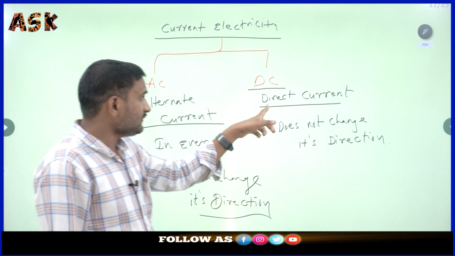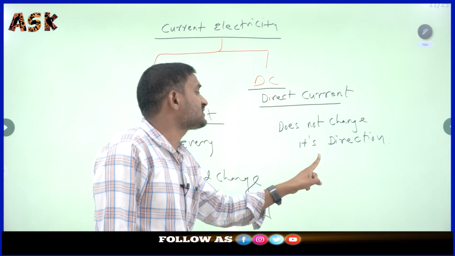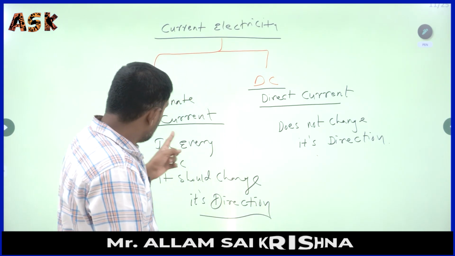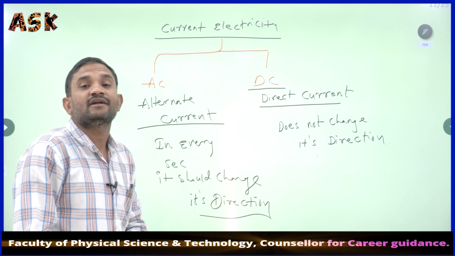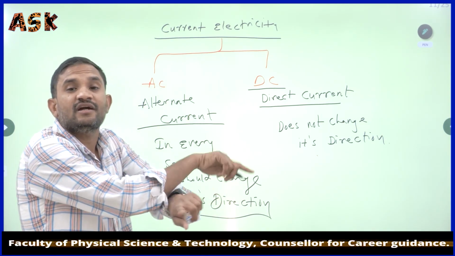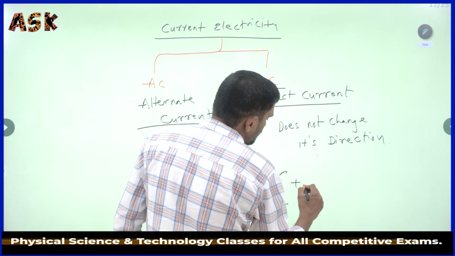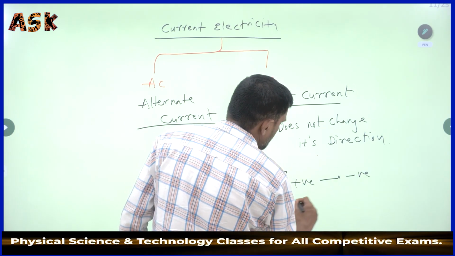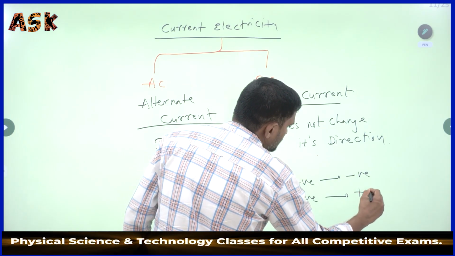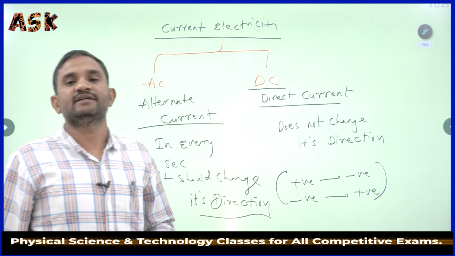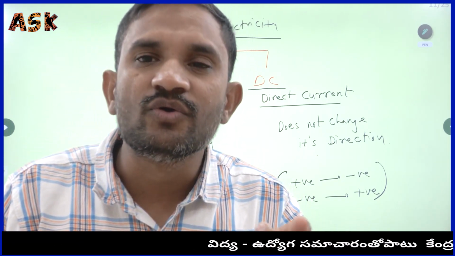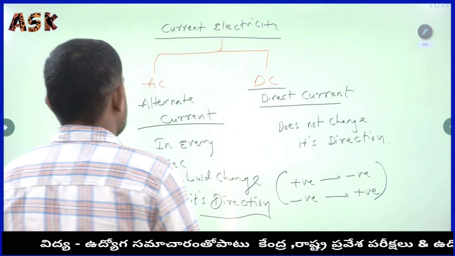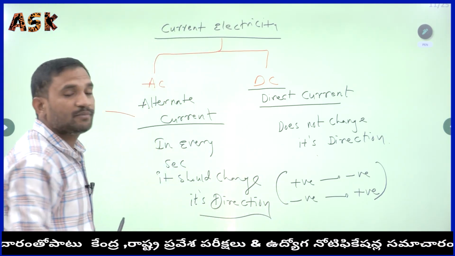Direct current does not change its direction. Alternate current, in every second, changes its direction. How does it change the direction? Always from positive to negative, otherwise negative to positive. Every second it is changing direction from positive to negative and negative to positive only. That we have to keep in mind.